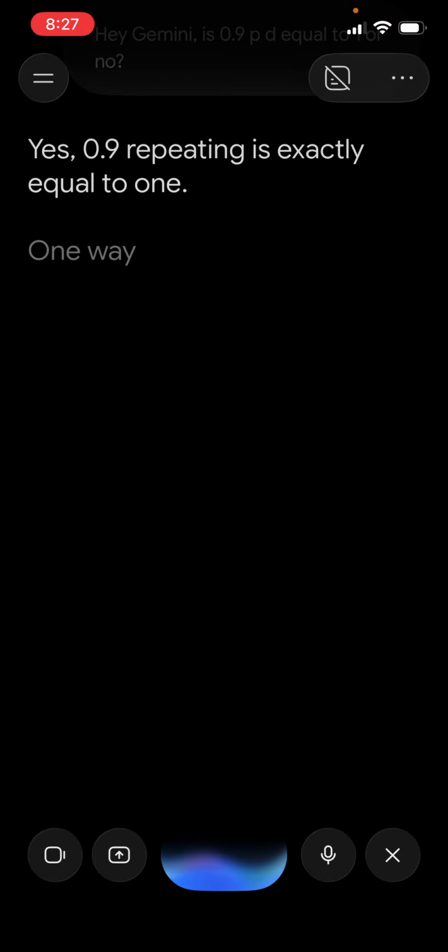Hey Gemini, is 0.9 repeating equal to 1 or no? Yes, 0.9 repeating is exactly equal to 1.